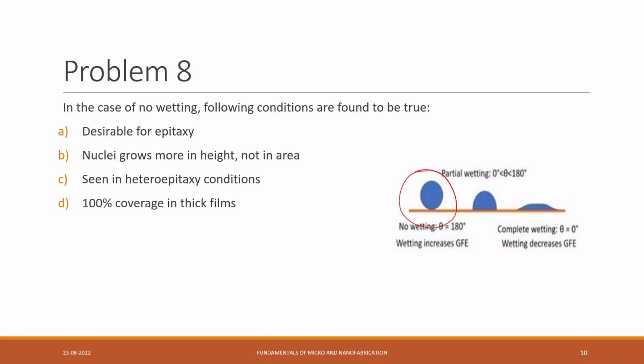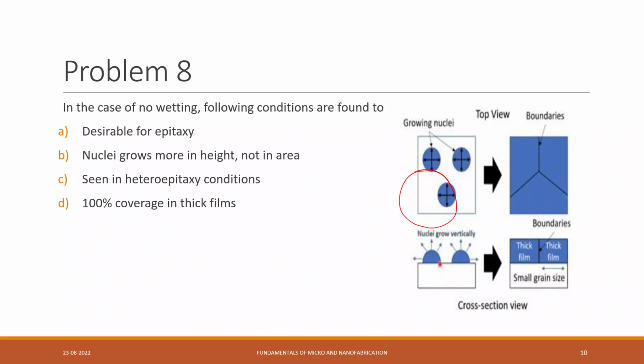Let's go to the solution. So here we can see that these nuclei form hemispheres on the surface, and when they grow on all sides and form a thick film, they collide with each other and form such kinds of boundaries.